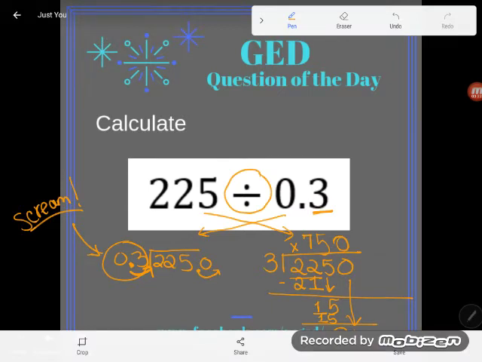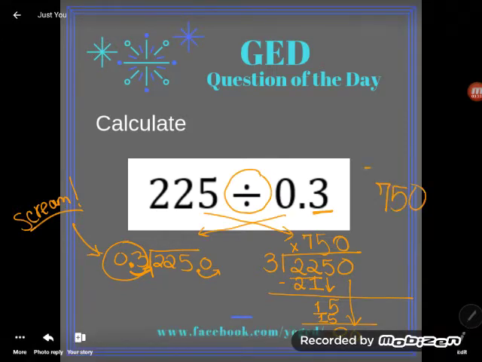And so what is 225 divided by 3/10? Well, it's the same as 2,250 divided by 3. It's 750.